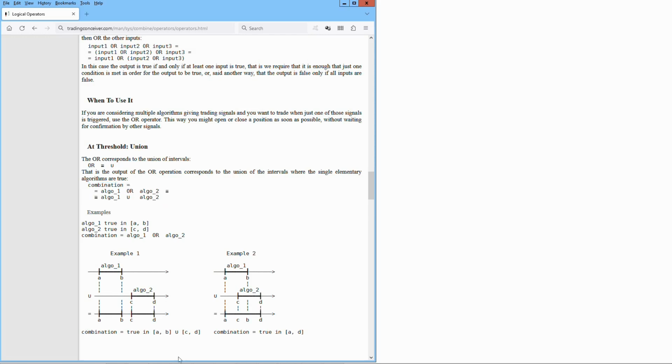Here we propose two examples. In both examples, algo 1 is true in AB and algo 2 is true in CD. The combination is equal to algo 1 or algo 2. In the first example, the combination is true both in the interval AB and in the interval CD, so it is true in AB union CD. In example 2, the combination is true in the interval AD.